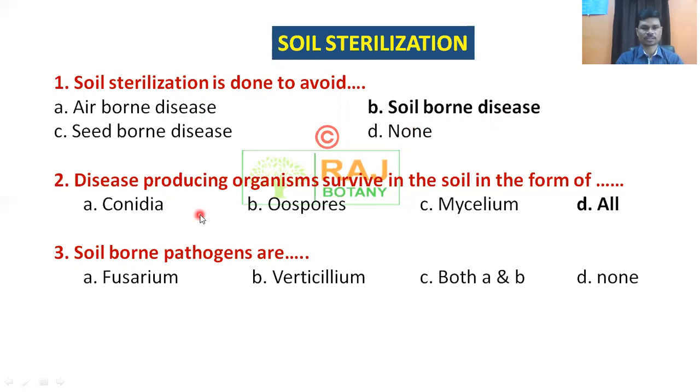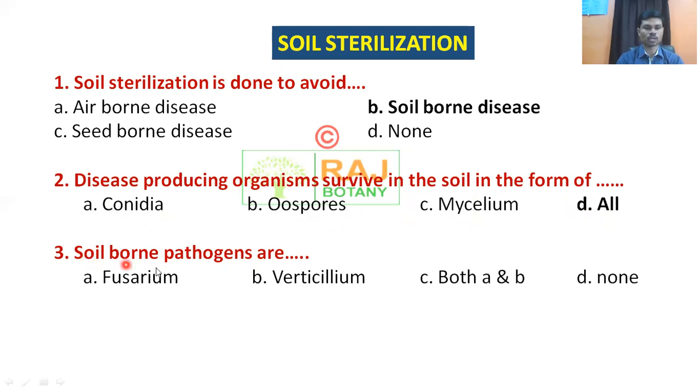B option is correct. Next one, disease-producing organisms survive in the soil in the form of dash, the organisms which are responsible for the production of diseases. What is their fate or in which form do they reside in the soil? The pathogens or disease-producing organisms are present in the soil in the form of conidia, in the form of oospores, or in the form of mycelium. Therefore, D option is correct.